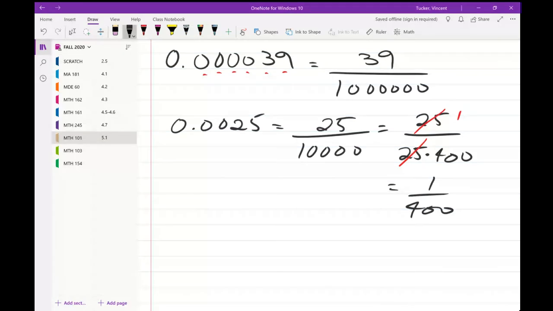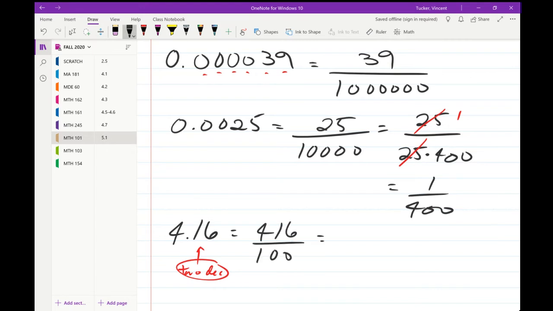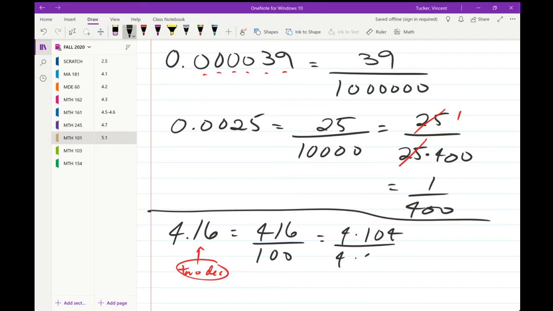All right, so next one, 4.16. Notice we have 2 decimal places here. And so we're still going to hold true to what we were doing in the last few problems: 416 over 100. Now that has 4 in common. Those 4s can cancel, leaving you with 104 over 25.